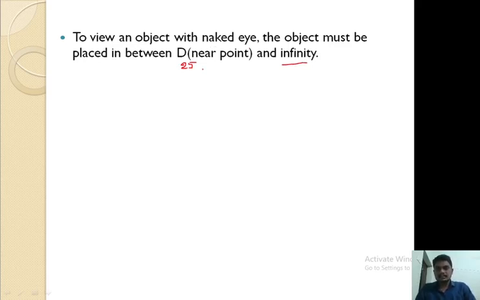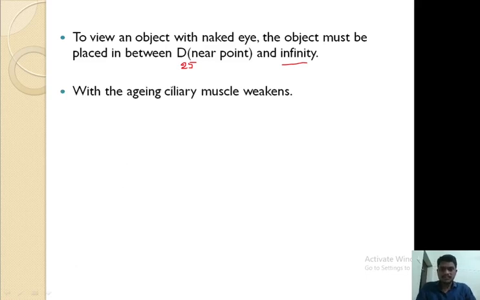But with aging, what happens? The ciliary muscle weakens. Not only with age, but certain other factors also decide the weakening of the ciliary muscles. Due to the weakening of the ciliary muscles, some defects in the vision arise. Already we have discussed those defects in the previous classes.